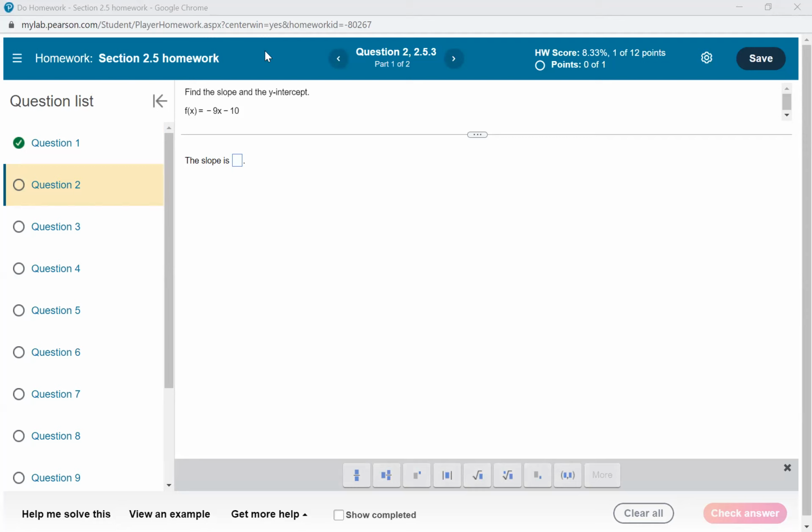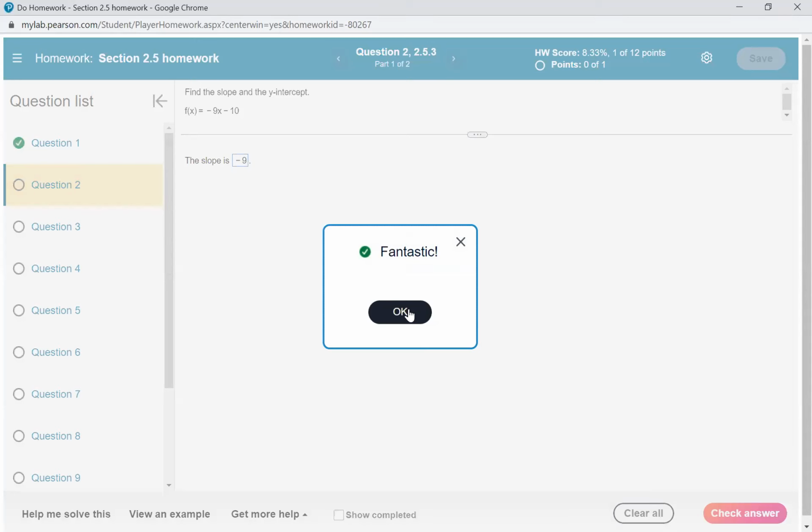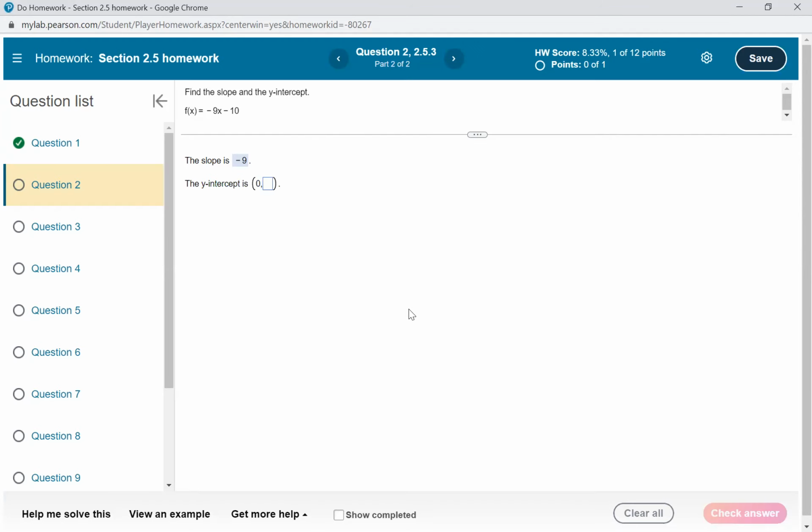Oh, I'm seeing it now. I'm seeing a -9. Good job. Because remember, the -9 is in front of the x. So the slope is going to be -9. You're going to check that. Then I want to know, what is the y-intercept? So the y-intercept is going to be (0, what?)